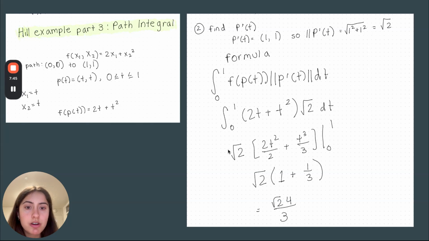Multiplying out the square root of 2 and using integral rules to get 2t squared over 2 plus t cubed over 3, we can now just plug in 1 and 0. This results in the square root of 2 times 4 over 3. So this number represents the total accumulative elevation I experienced over the course of my hike on this hill: the square root of 2 times 4 over 3.